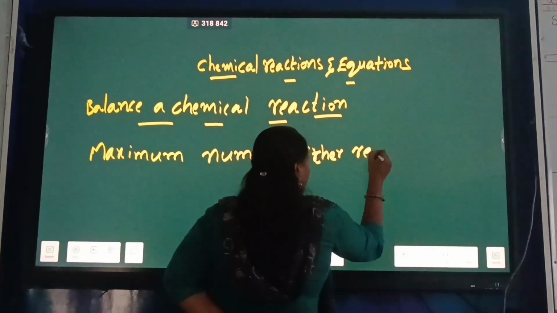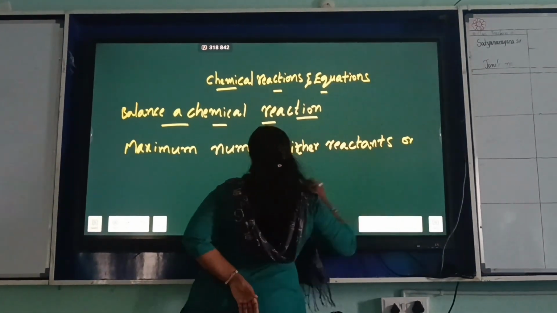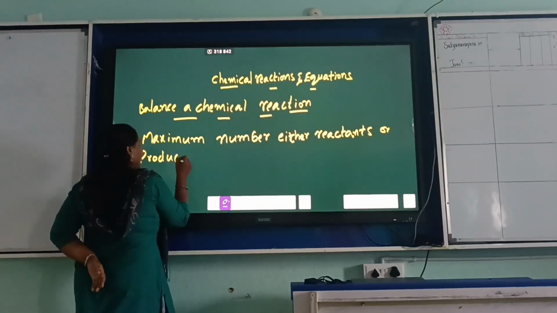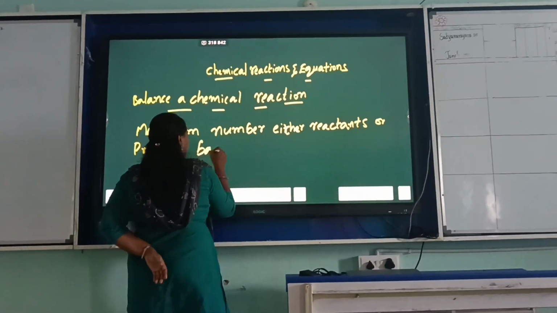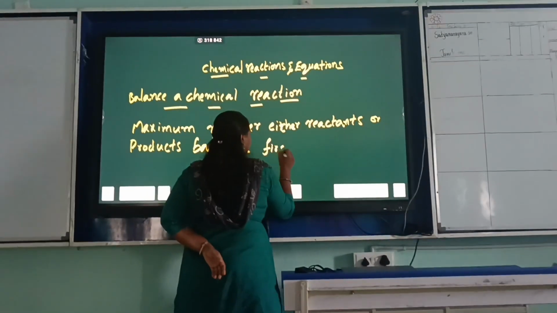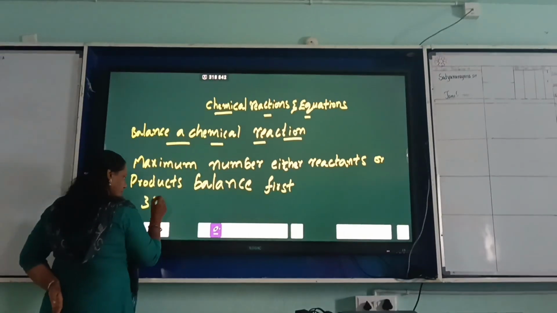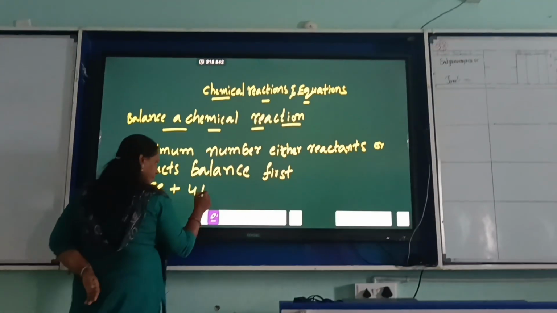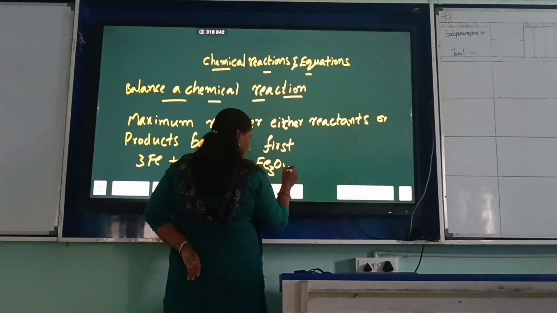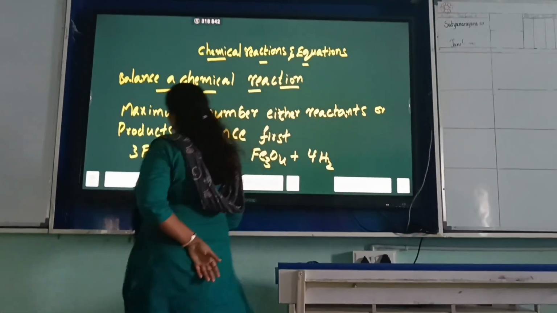First maximum oxygen. If we balance oxygen, then the number changes for hydrogen. Hydrogen also changed. So next balance hydrogen, and both are completed. After that, finally iron. So 3 molecules of iron are there, so that's why we multiply that one with 3. So finally we got the equation. In this way, we balance chemical equations.